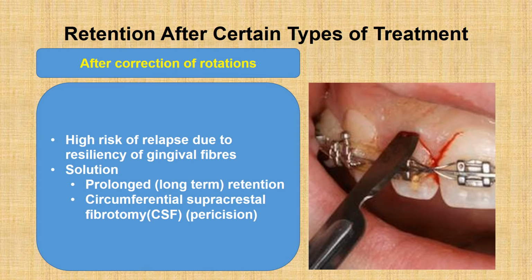To help with this reorganization process, a procedure called circumferential supracrestal fibrotomy, or pericision, can be carried out. In this procedure, a scalpel is used and the supracrestal fibers are severed. The aim of this procedure is that the severed fibers will quickly readapt and heal in the new position of the teeth.